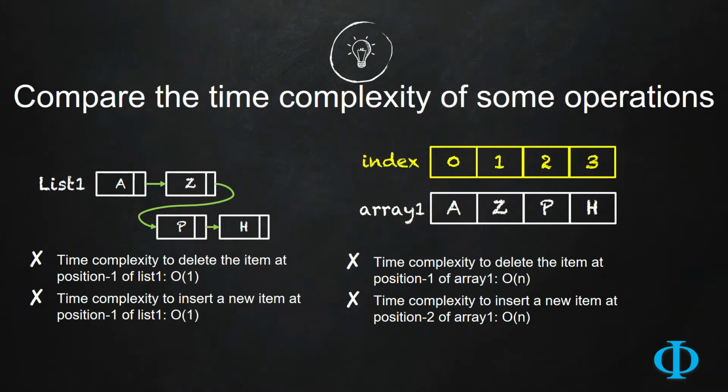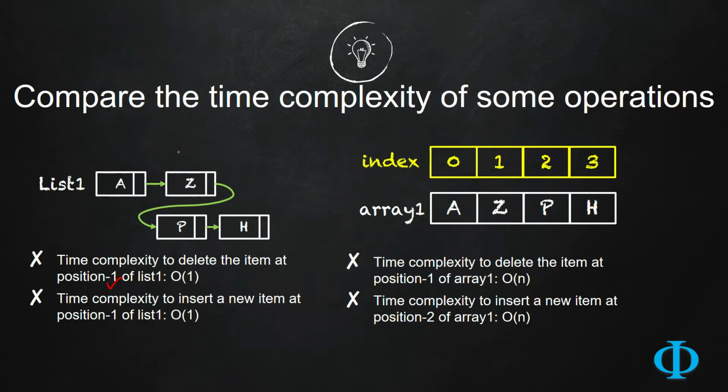Now let us try to understand what is the time complexity of insertion or deletion of an element in a location, or let's say in position 1 or index 1, compared to an array.